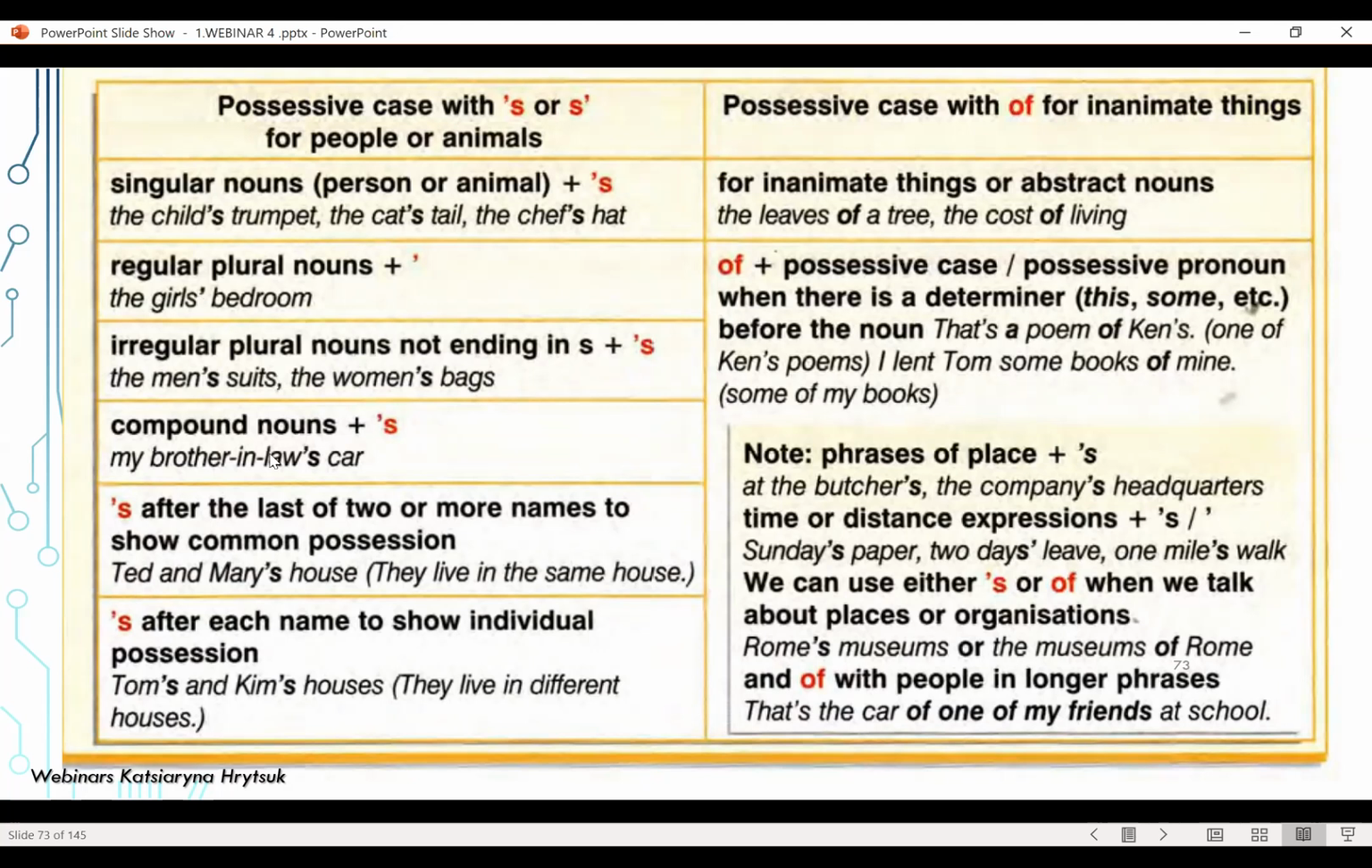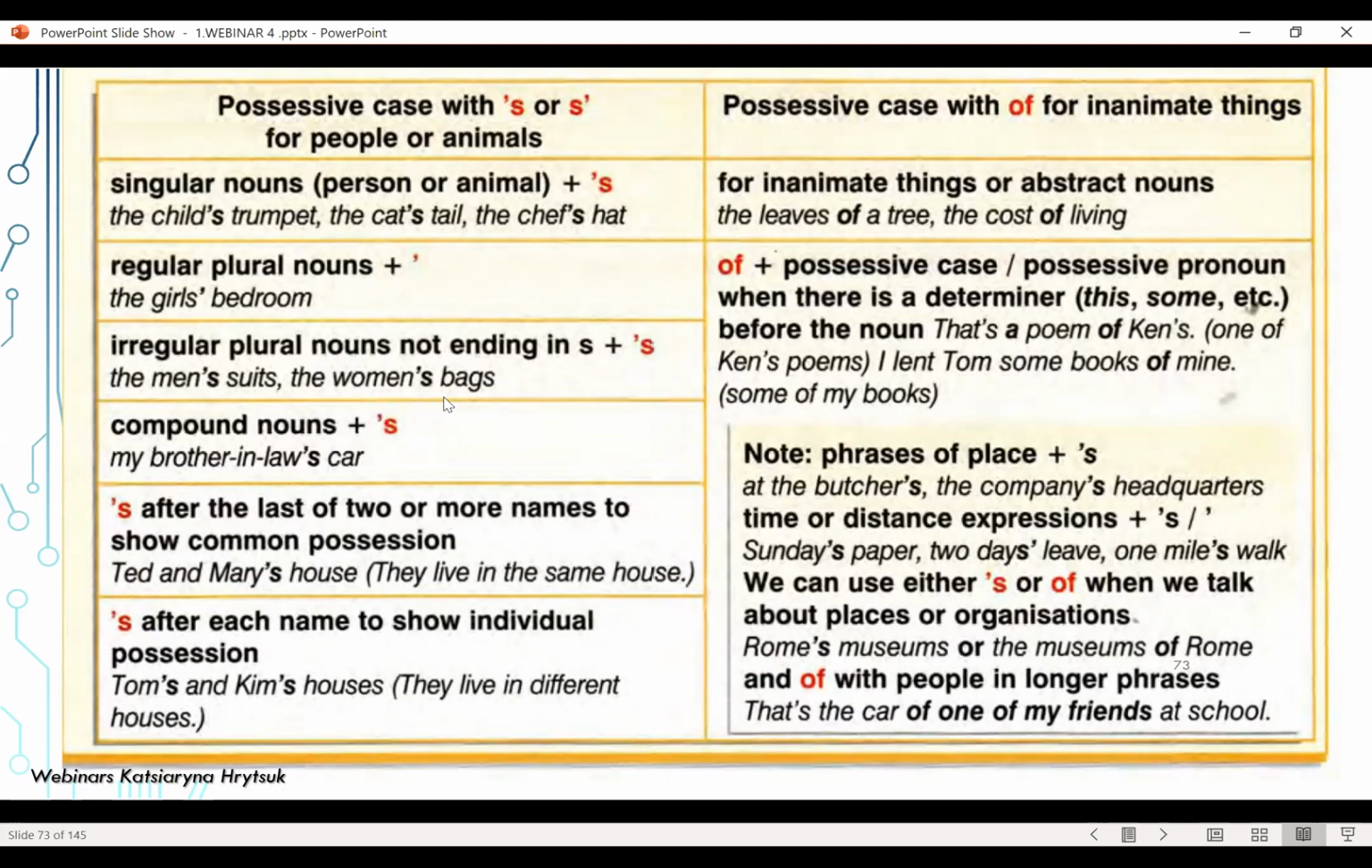Later we will see. So also talking about compound nouns. Compound nouns consist of 2 or 3 words together. Brother-in-law, okay? My brother-in-law's car. So we add apostrophe s to the last word of these compound nouns. My mother-in-law's car, okay? My brother-in-law's jacket. So that goes for compound nouns.